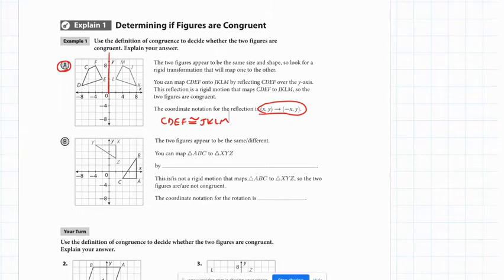Okay, and so go ahead and pause your video and see if you can figure out if these figures are congruent and by which transformation.